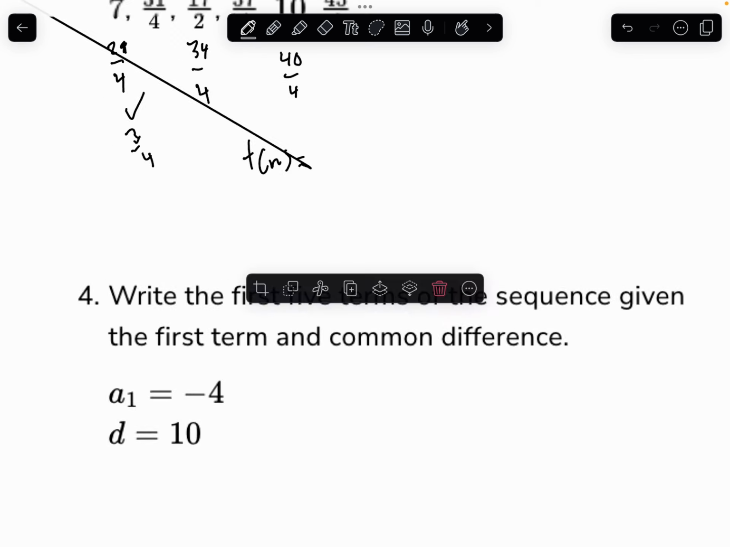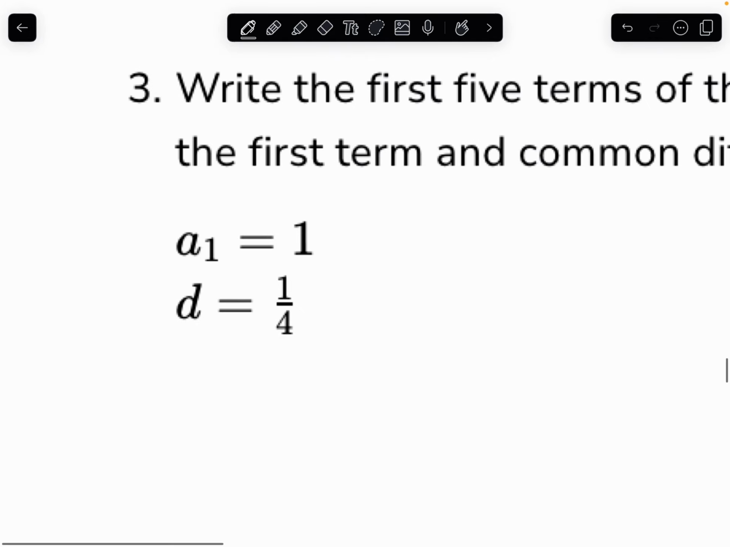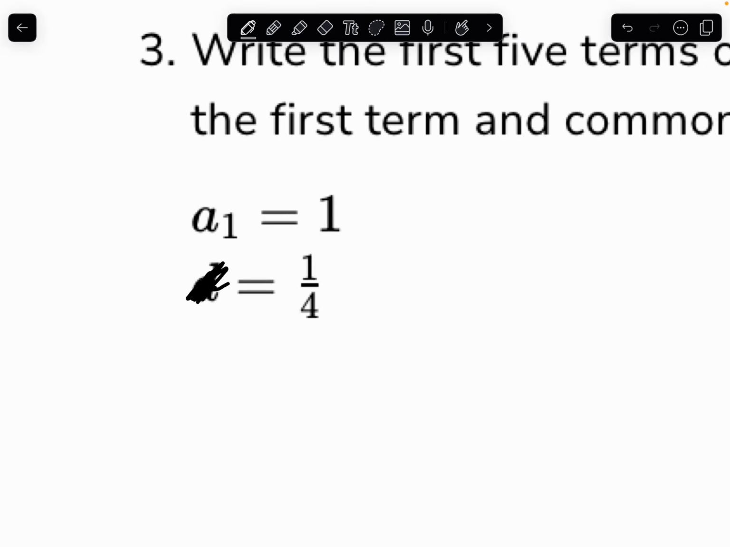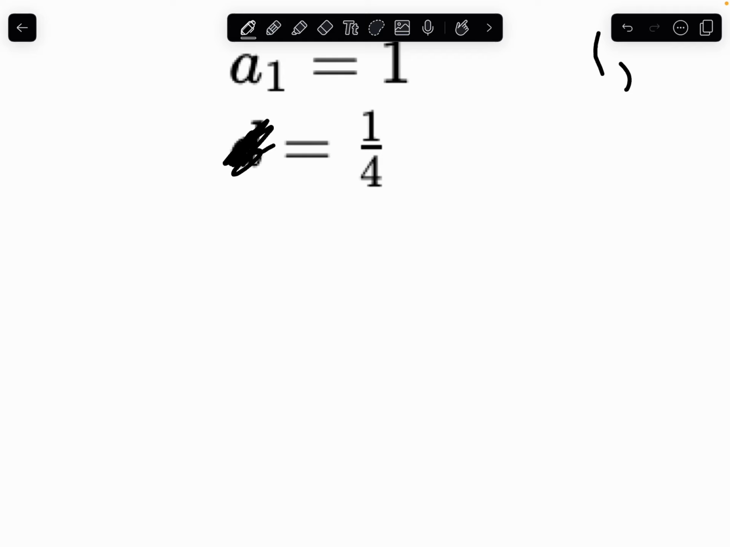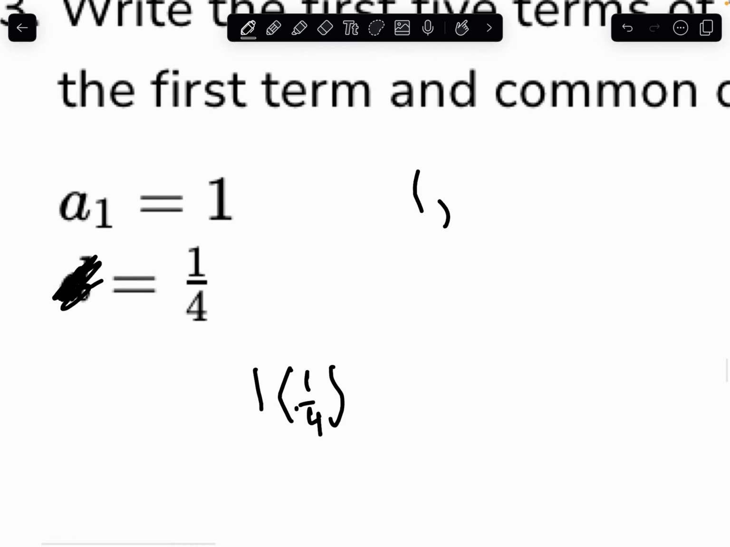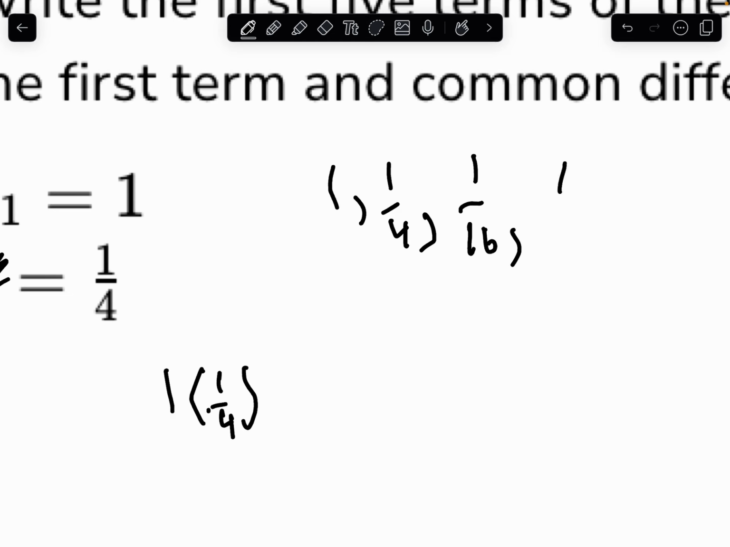Next problem. Write the first terms of the sequence. So just kind of ignore those, I don't really know what they mean. Well, I know a1 is going to be our first term. So our first term is going to be 1. And I think it's going to be multiplying by 1/4. So 1 times 1/4 is 1/4. 1/4 times 1/4 is 1/16. And I'll do one more. 1/16 times 1/4 is 1/64. And then it goes so on, just multiplying by 1/4.